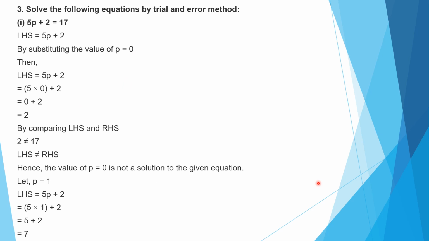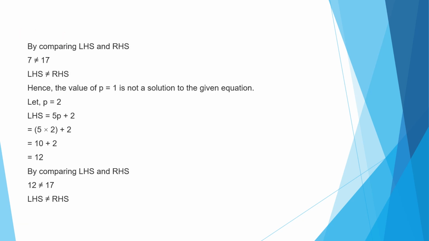So next what do we have to take? Next let us take p is equal to 1. 5p plus 2. So 5 into 1 plus 2. 5 ones are 5, plus 2 is 7. Again 7 is not equal to 17. That's why this is also not a solution to the given equation.